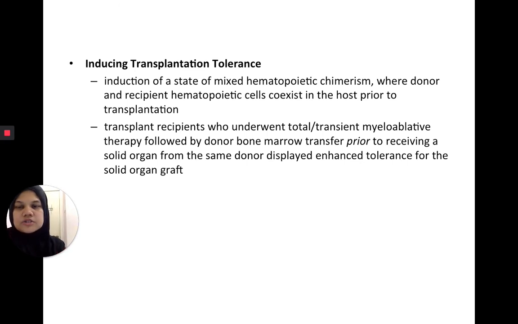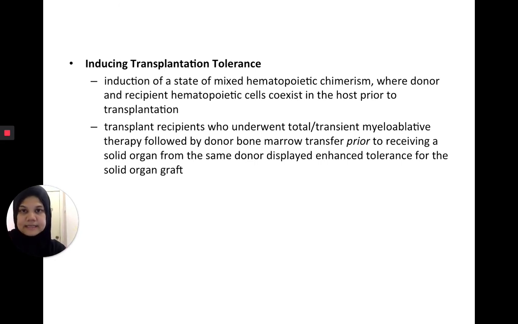Usually you can induce it by having a state of mixed hematopoietic chimerism. So you have the donor and recipient hematopoietic cells coexist in the host even before you introduce the transplantation. So the transplant recipient will undergo a total or transient myeloablative therapy, and then they'll get some bone marrow transferred from the donor before receiving the actual organ that they need.